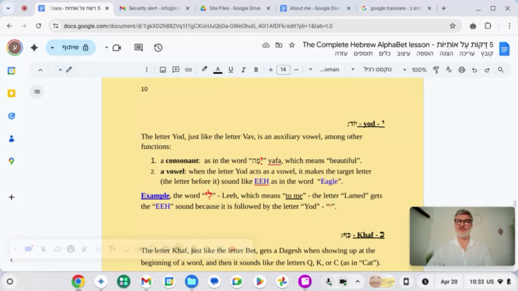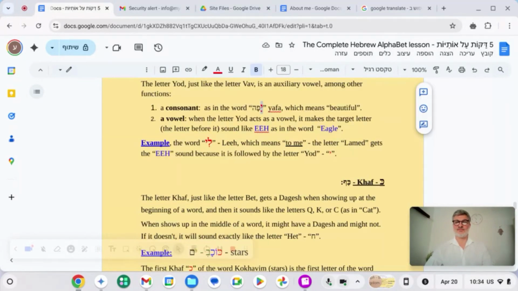The 10th letter of the Hebrew alphabet is the letter Yod. Just like the letter Vav, it is an auxiliary vowel, among other functions. The first function of the letter Yod is being a consonant, as in the word Yafa. We can see that the first letter of the word is the letter Yod, with the vowel sign of kamatz, an open sound vowel. Therefore, it sounds like Ya, Yafa, which means beautiful.